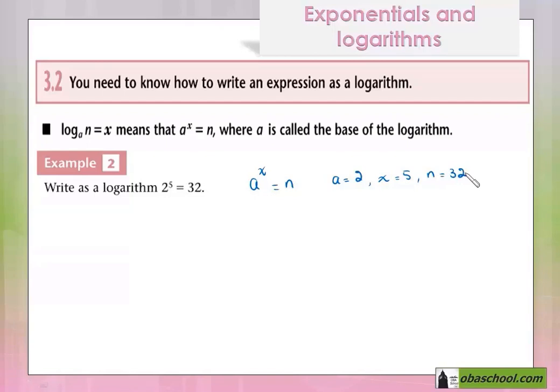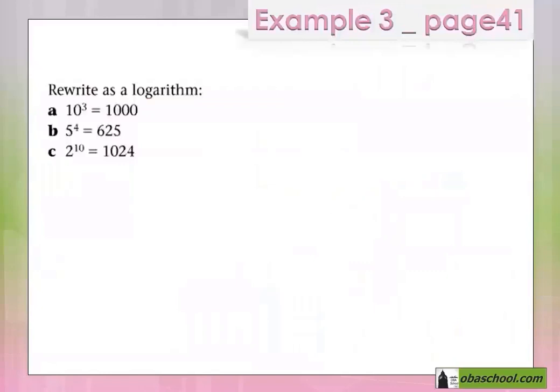And so in such case, now that we have all three, we can write the logarithm of base 2 for n, and that is 32, equal to x, which is equal to 5. And so we have transformed this. Now rewrite as a logarithm.